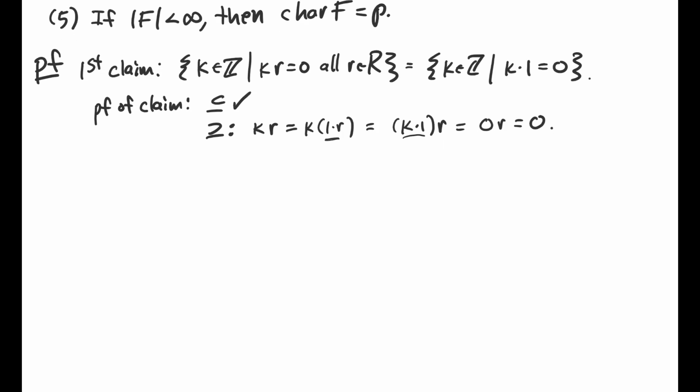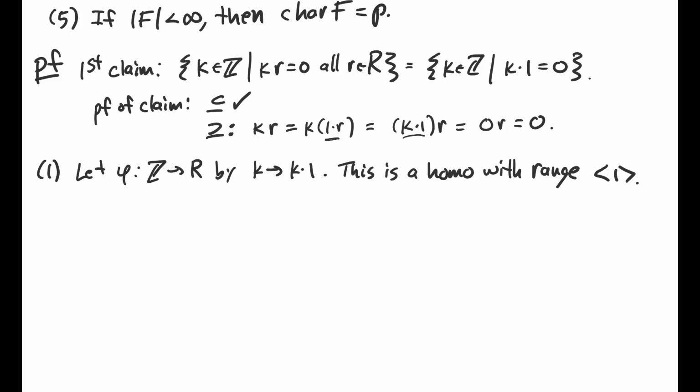All right, let's turn to part 1. Define a map phi that goes from the integers to the ring just by multiplying the identity. So k gets mapped to k times 1. Clearly this is a homomorphism, and the range is just the ideal generated by 1. As a result, we get Z mod the kernel of this map is isomorphic to the ideal generated by 1. But as we've seen in this claim at the beginning, this kernel is exactly the ideal generated by the characteristic. So that's it.